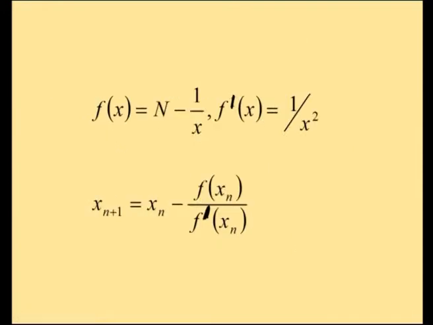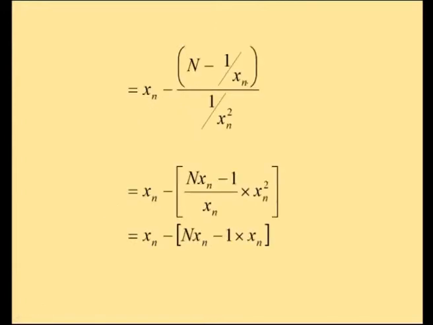So f of x is equal to n minus 1 by x and f dash of x is equal to 1 by x square. This is the Newton-Raphson formula: xn plus 1 is equal to xn minus f of xn by f dash of xn, that is xn minus n minus 1 by xn divided by 1 by xn square. To simplify this, taking LCM, n xn minus 1 by n xn, and the 1 by xn square goes to the numerator and xn gets cancelled. Just cancelling one xn, you get n xn minus 1 into xn.